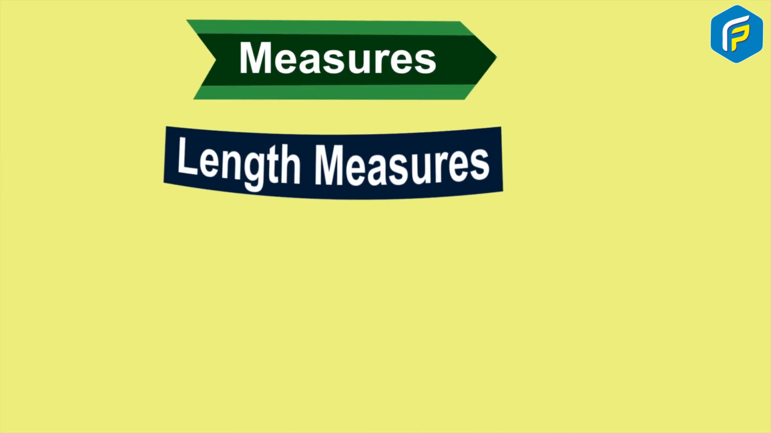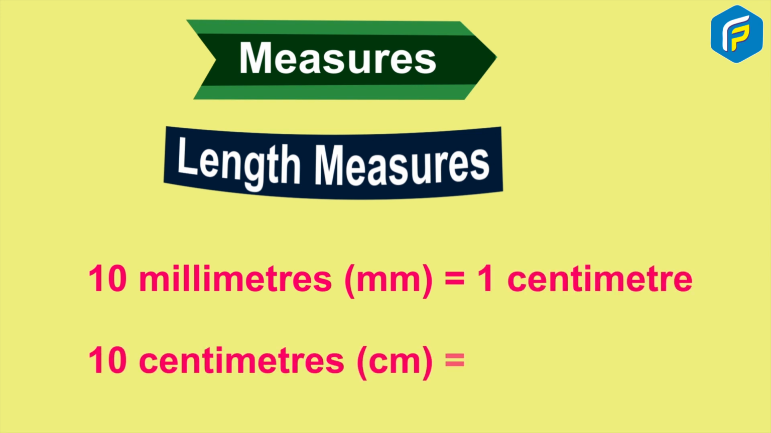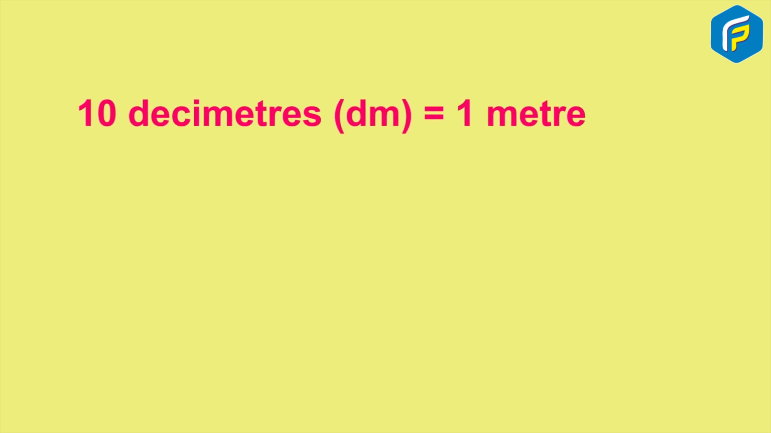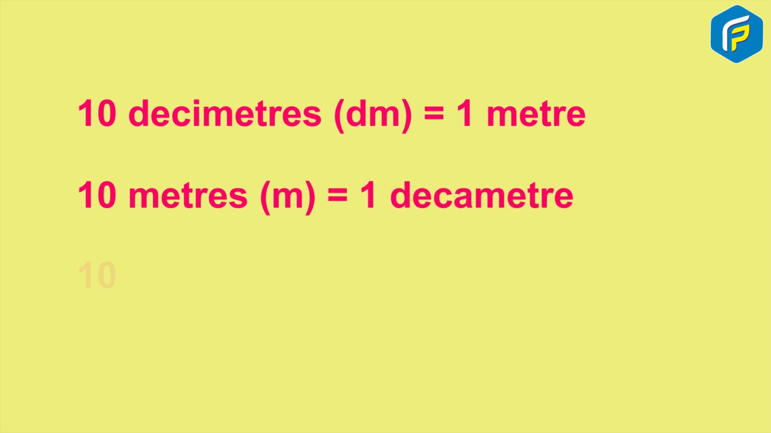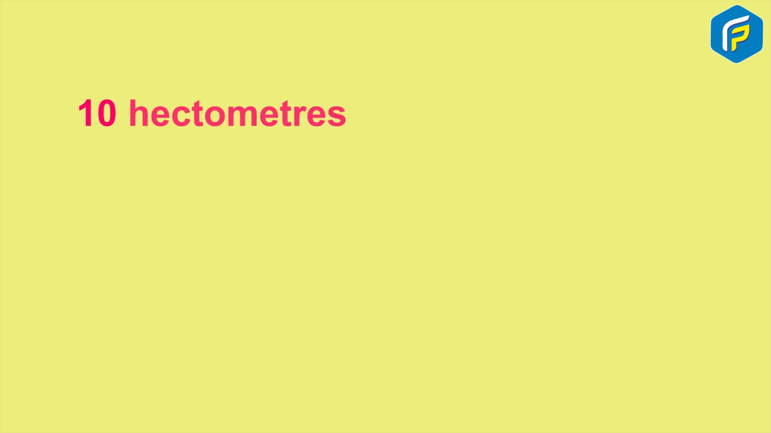Measures: length measures. 10 millimeters is equal to 1 centimeter. 10 centimeters is equal to 1 decimeter. 10 decimeters is equal to 1 meter. 10 meters is equal to 1 decameter. 10 decameters is equal to 1 hectometer. 10 hectometers is equal to 1 kilometer.